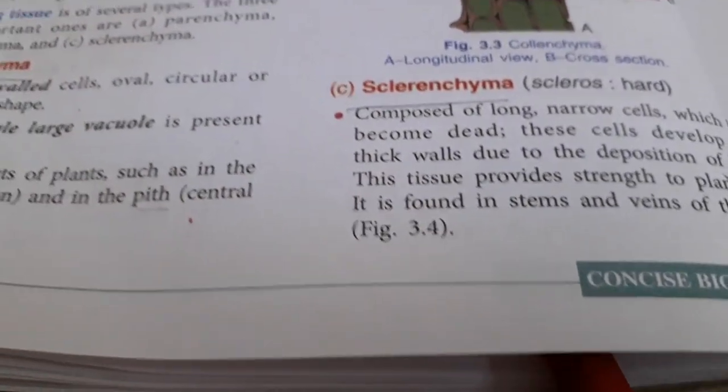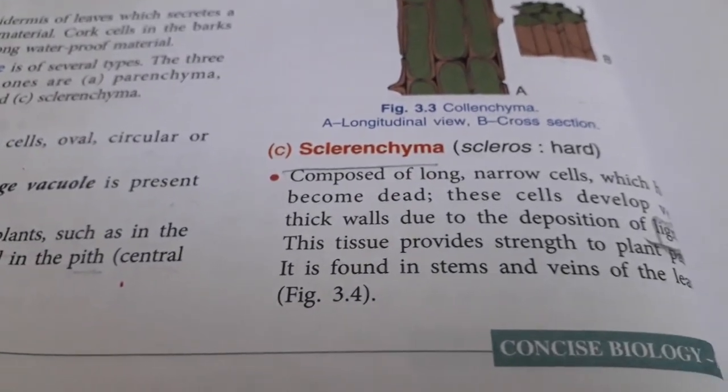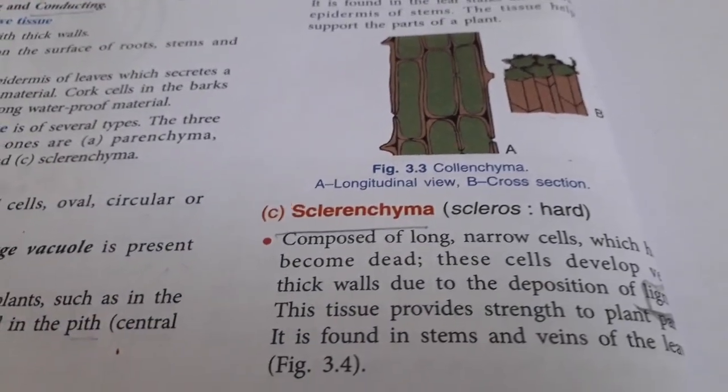The third type was Sclerenchyma. This also you have studied. Sclerenchyma is the hardest of all these three. The cells are totally dead. When we say the cells are dead, it means that it lacks any kind of cell organelles.